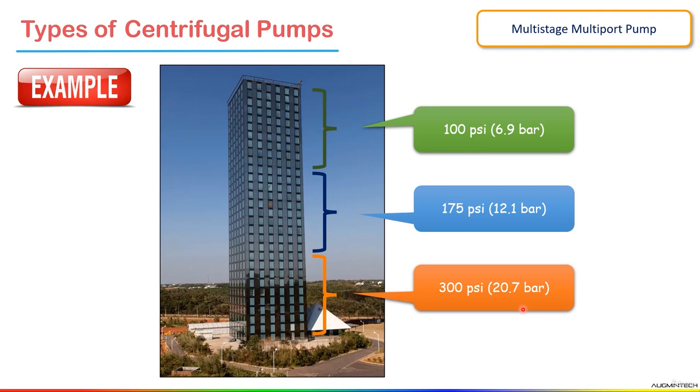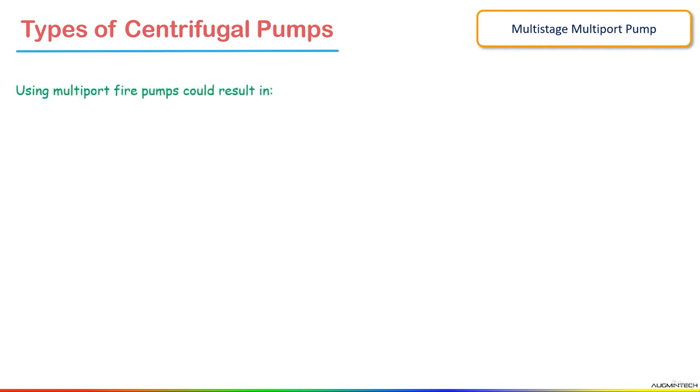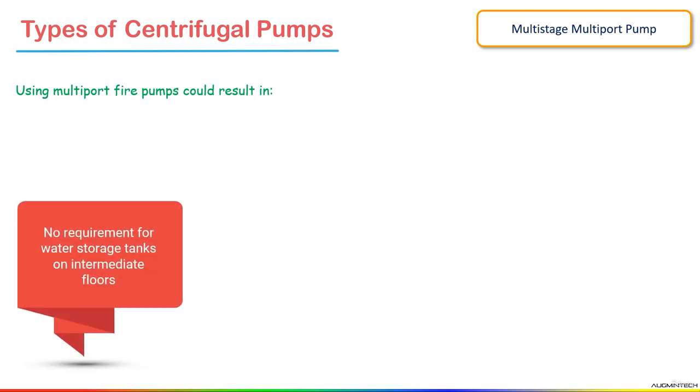20 to 30 floor. Okay, so if you want to discharge water to each and every zone at a different pressure rating, then this multi-stage multi-port pump is best, so you can prefer this type of pump. Now, using multi-port fire pumps could result in what? Could result in no requirement for a water storage tank on intermediate floors. So here we do not have a requirement of a water storage tank on an intermediate floor.